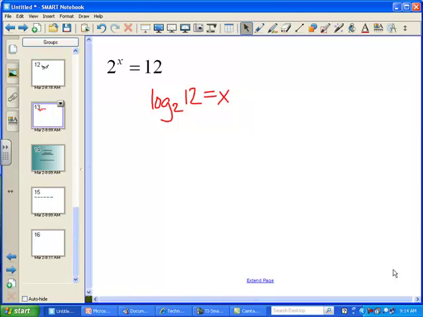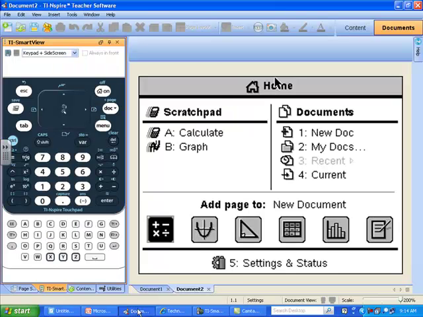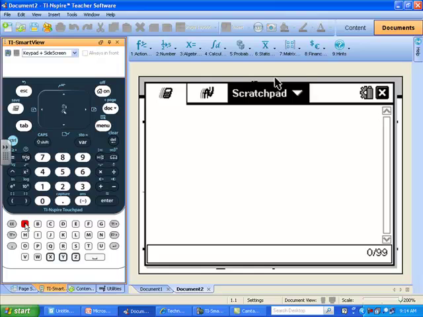And we also were able to put that into a calculator. So in this case, we went to the TI Inspire, and we calculated that the log base 2 of 12 ended up being like 3.58. Okay, so that was pretty easy, right?